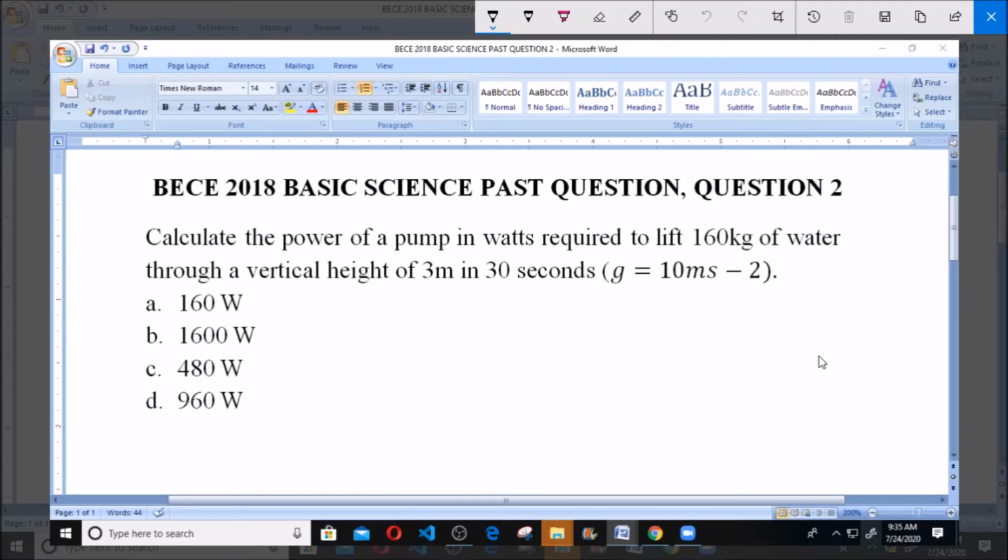Now before we go, I want to remind us what power means. Power simply means the rate of doing work. That's the meaning of power.